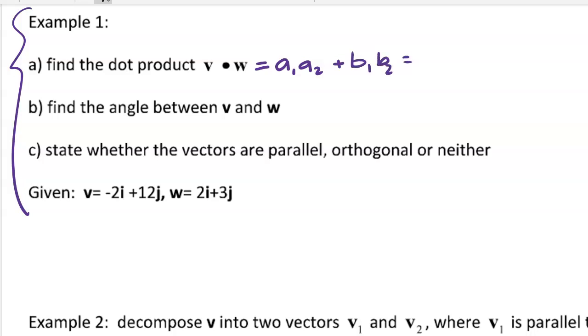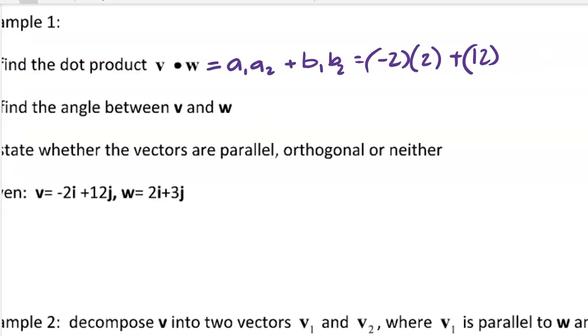According to the two vectors we have down below, Lily, what is A1? B2, negative two. A2, Nadia, is what? Good. Plus, Philip, B1 is? 12. B2 is, Drew? Three. All right, guys, do your basic math. Give me the magic answer.